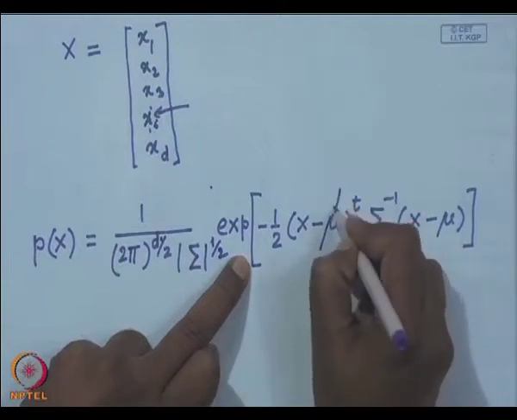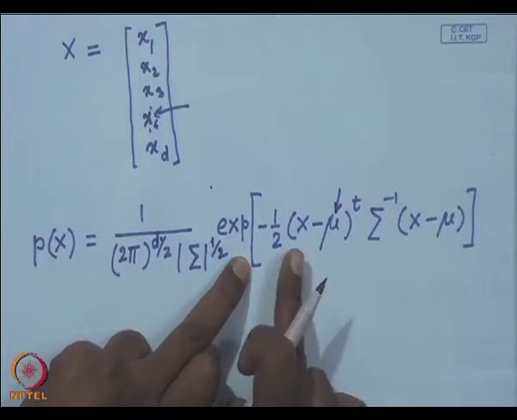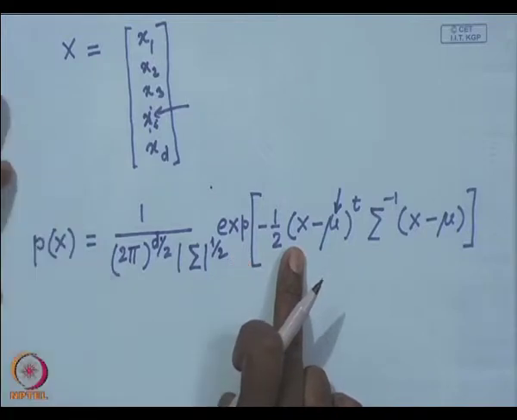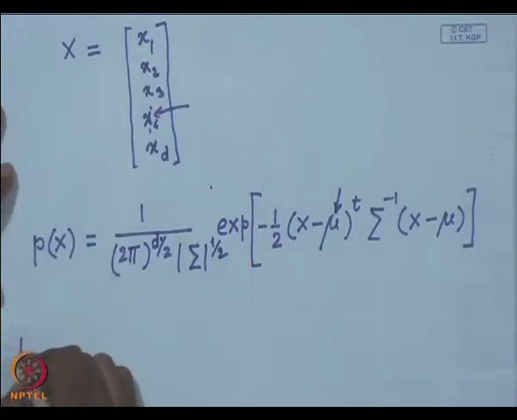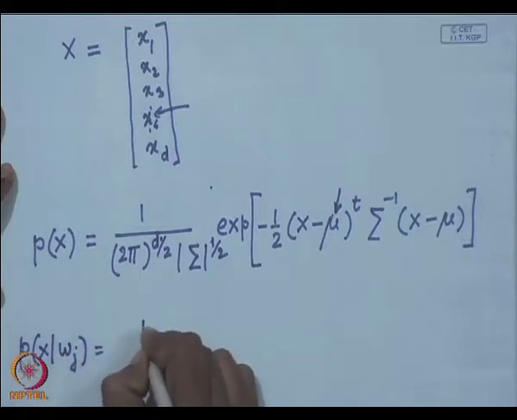where this mu is nothing but the mean vector of all the samples which are the sampled values of the vector variable x. So, now this x is a vector variable, it is not a scalar variable. And in the same manner, if I want to put what is the class conditional probability, that is p of x given omega j, which will be given by 1 upon 2 pi.